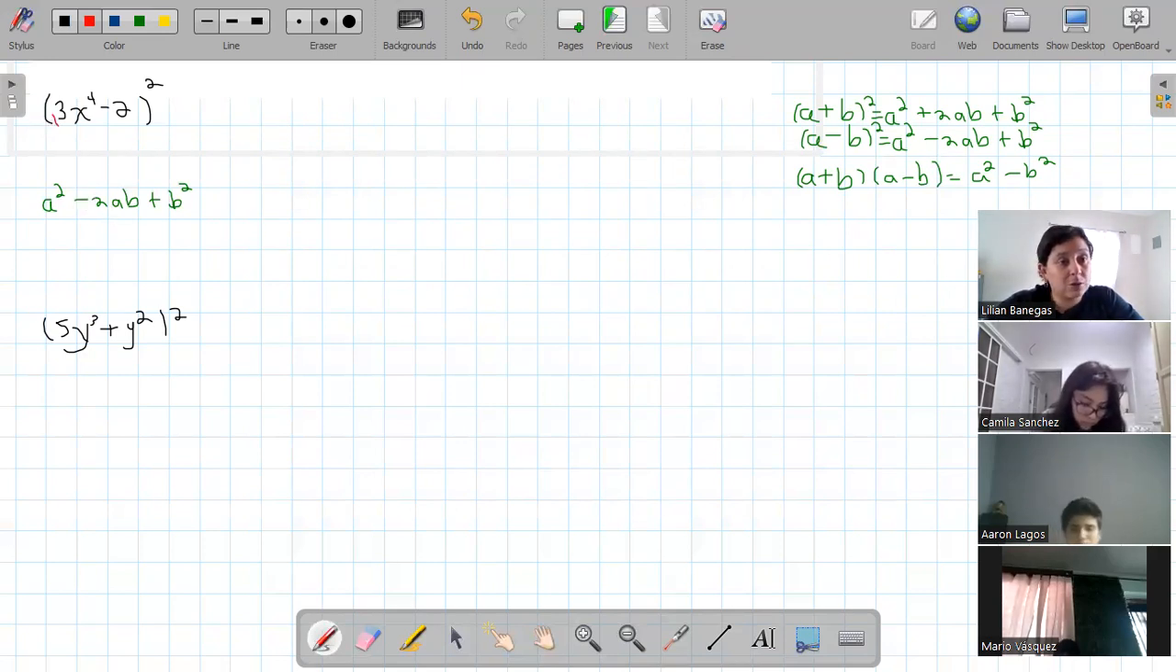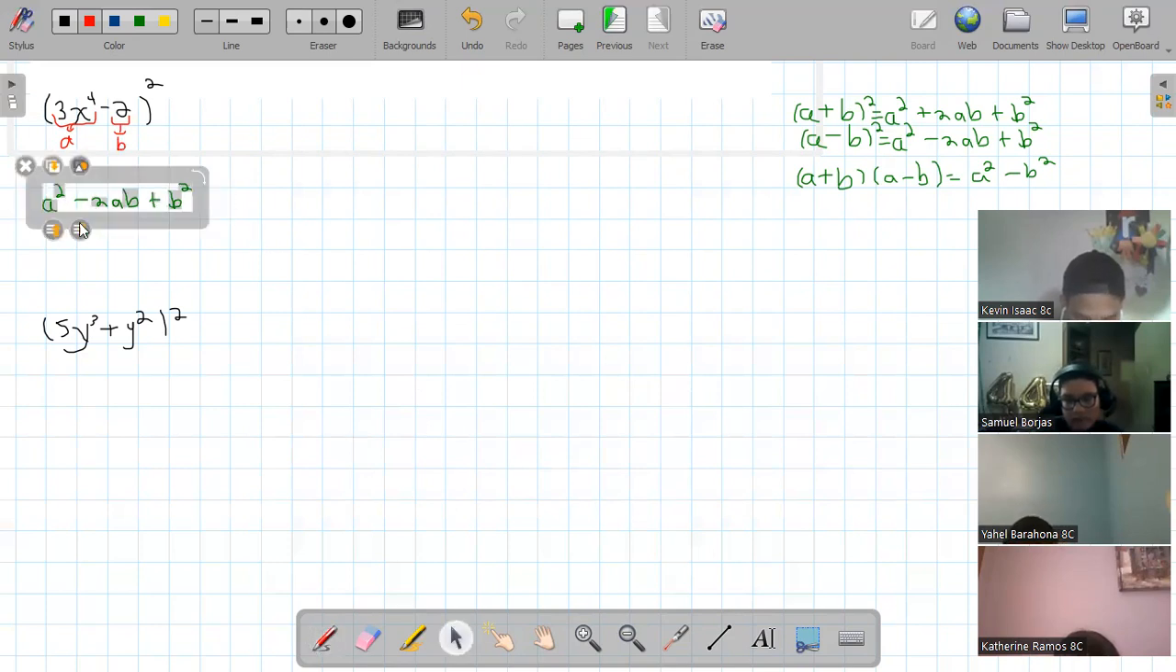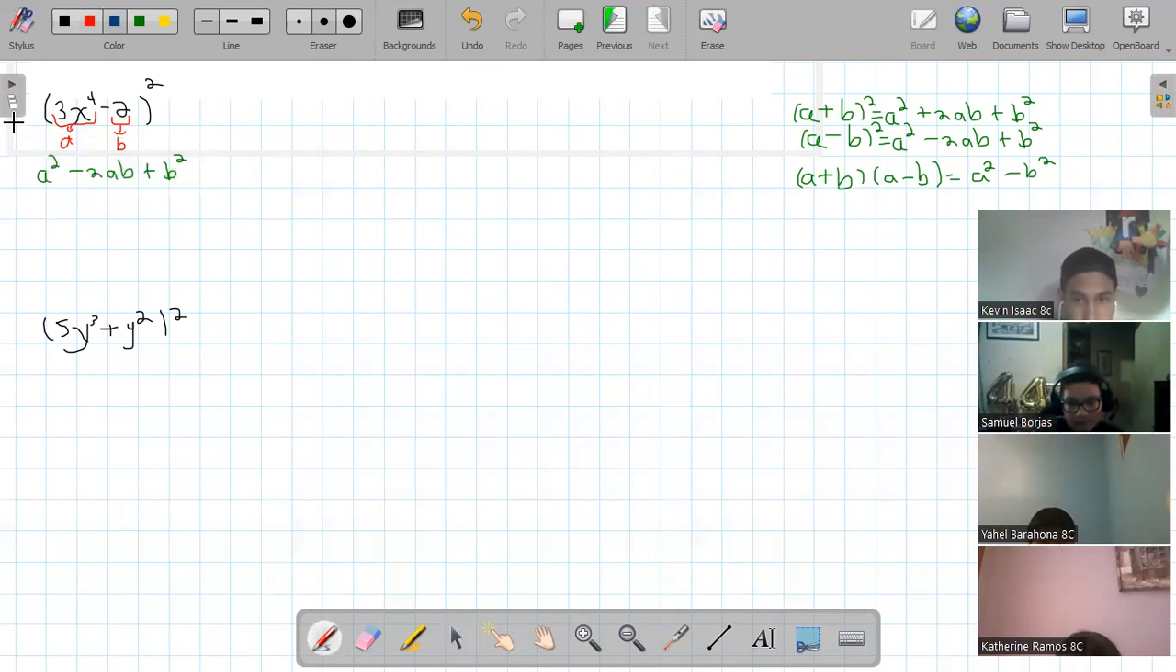So 3x to the 4th power is going to be A. Very good. All of it is going to be A. And B is going to be only the 2, without the sign, because I already have the sign in my formula over here. So let's substitute. Instead of A, 3x to the 4th power.